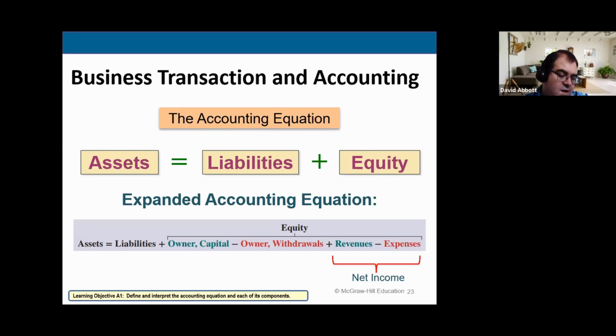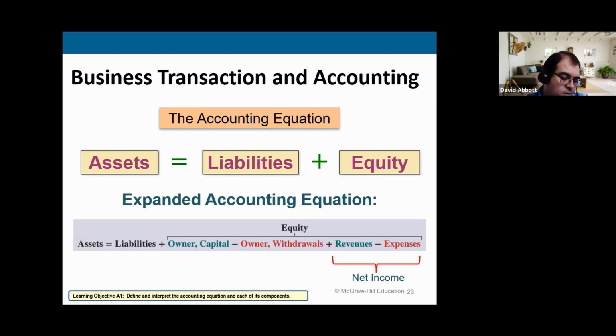Together, liabilities and equity are the source of funds to acquire assets, because you either can issue liabilities, which are a promise to pay for something, or you can pay cash, which is affected by the equity, which is the capital, in order to purchase assets that the company needs. Equity has four parts, and we see that: owner's capital, owner's withdrawals, and then revenues and expenses.